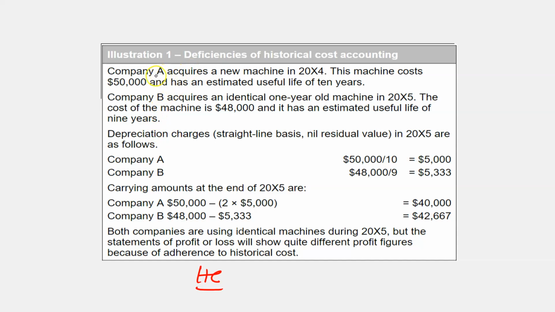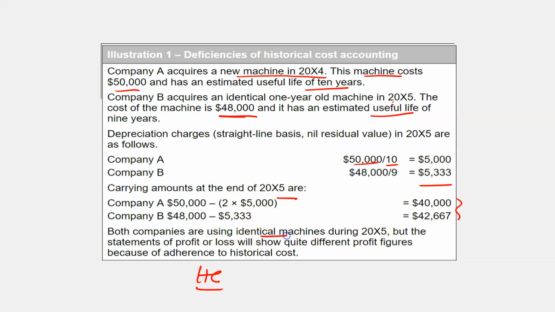Because they're both using historical cost, you have company A. Company A acquires a new machine in 2004. This machine costs 50 grand, with an estimated useful life of 10 years. So company A takes 50 grand and divides it over 10, so you have 5,000 each year. And company B buys an identical 1 year old machine, and the cost of this machine is 48,000, and therefore it has an estimated useful life of 9 years. You can see straight away that they both have different depreciation amounts, and their carrying amounts are different at the end of the year.